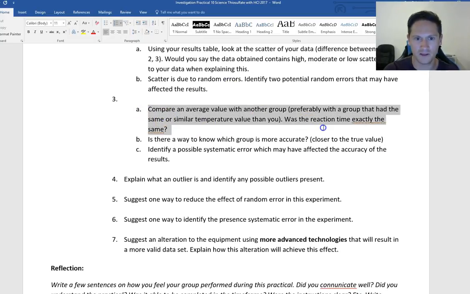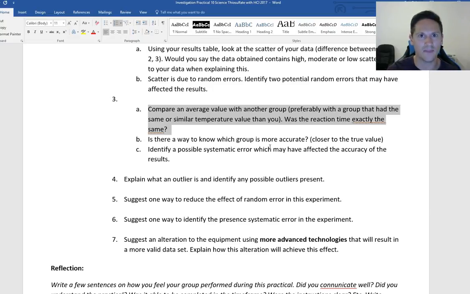Compare an average value with another group. So this is where you have to actually swap data. You might want to do this in class. Obviously, grab the numbers from someone else. You want to get someone that has similar temperatures. So if someone did 23 and you did 24, that's okay in terms of degrees.